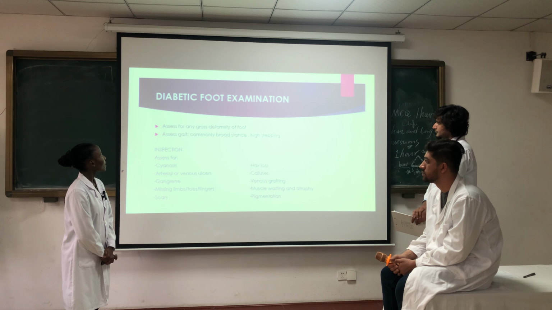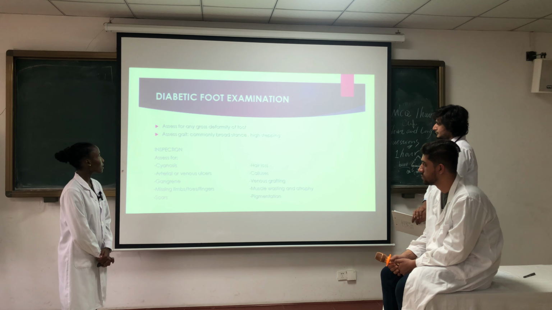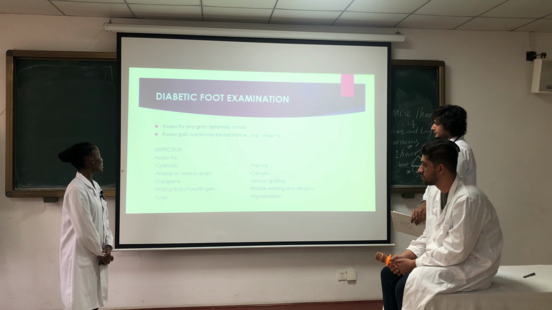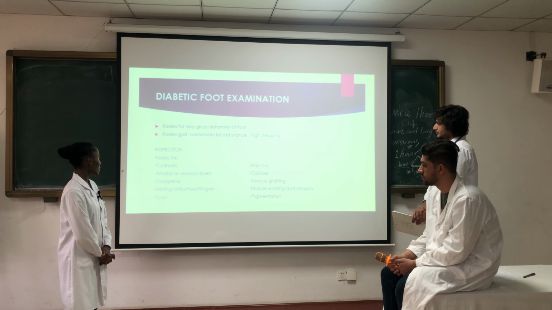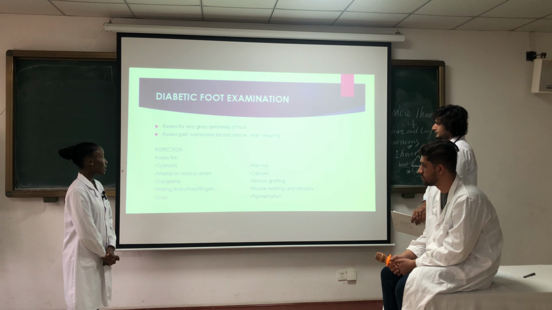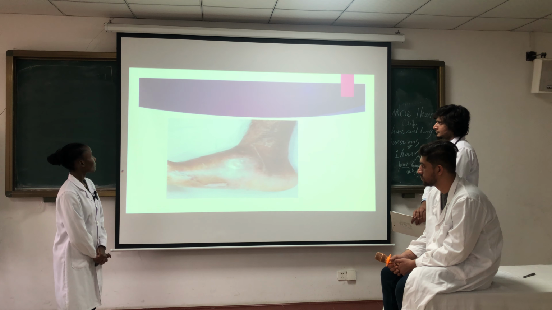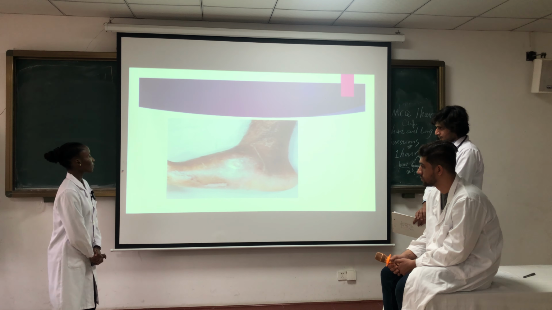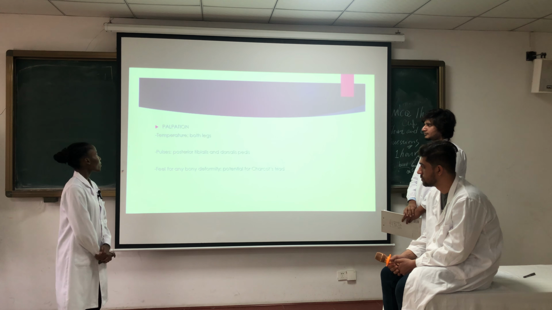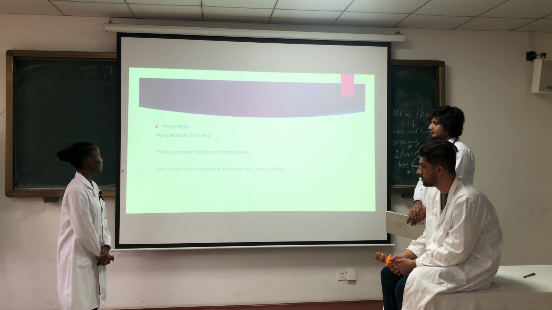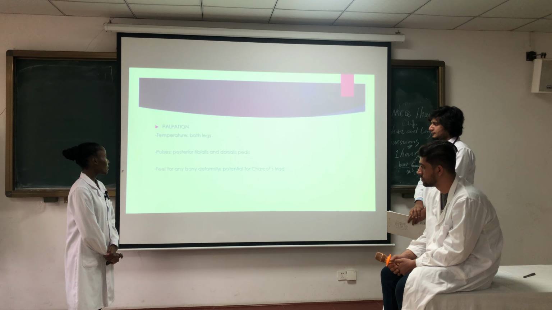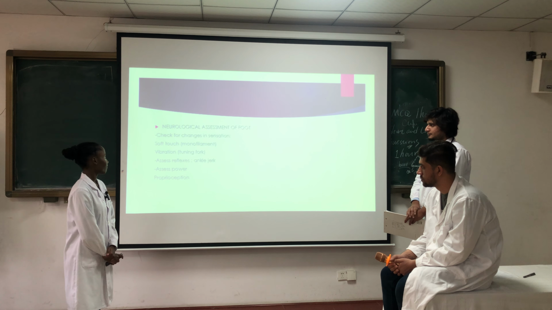Diabetic foot exam: assess for any gross deformity of the foot. Assess the gait of the patient, commonly broad-based or high stepping. Inspection: assess for cyanosis, arterial or venous ulcers, gangrene, missing limbs, toes or fingers, scars, hair loss, calluses, venous grafting, muscle wasting and atrophy, pigmentation. This is an example of a diabetic foot. Palpation: temperature for both legs, pulses posterior tibialis and dorsalis pedis. Feel for any bony deformity, potential for Charcot arthropathy.